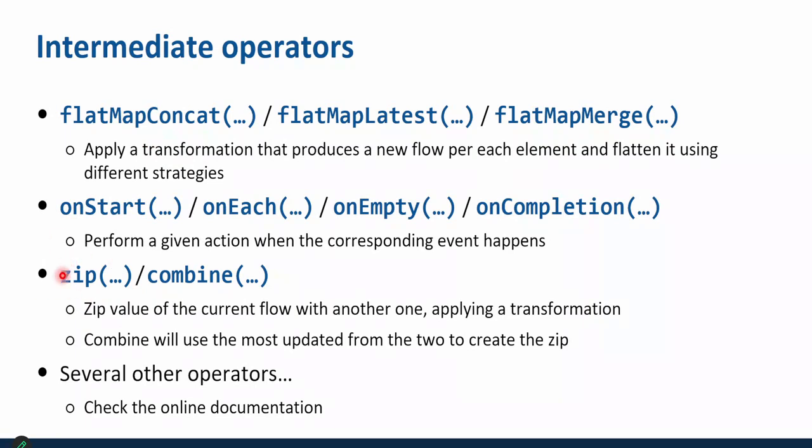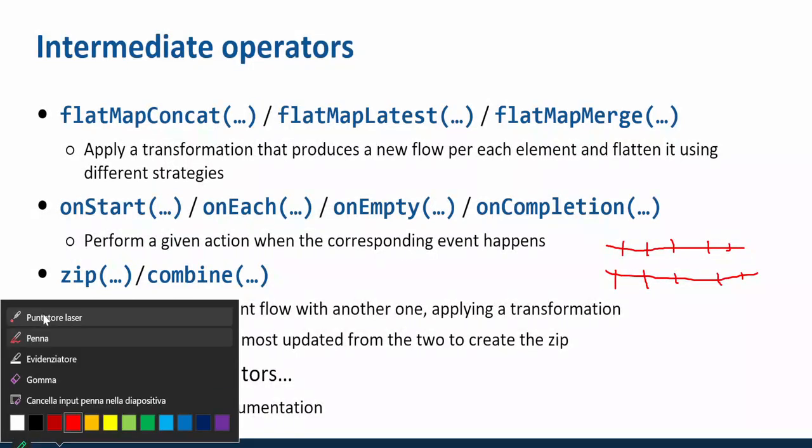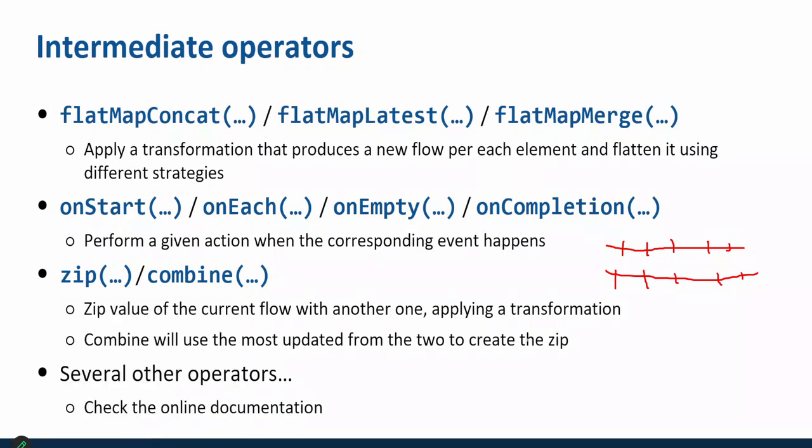You should already be familiar with the zip, which means that if you have two collections of data, you are able to interleave them, creating a third one, which is a zip of the first two, which receives one item from the top, one from below, one from the top, one from below, etc.